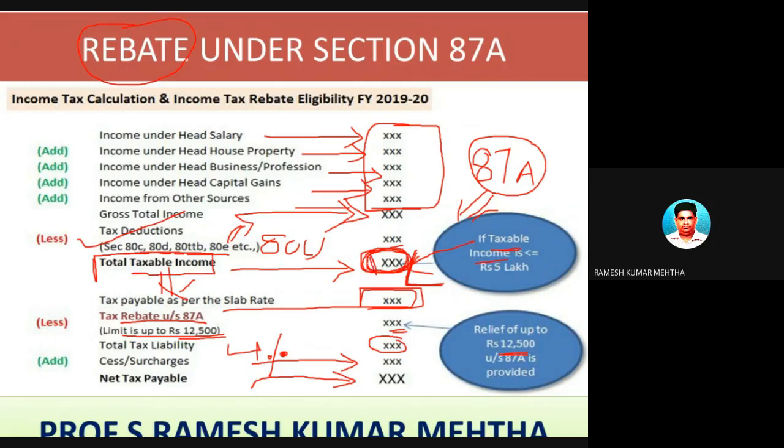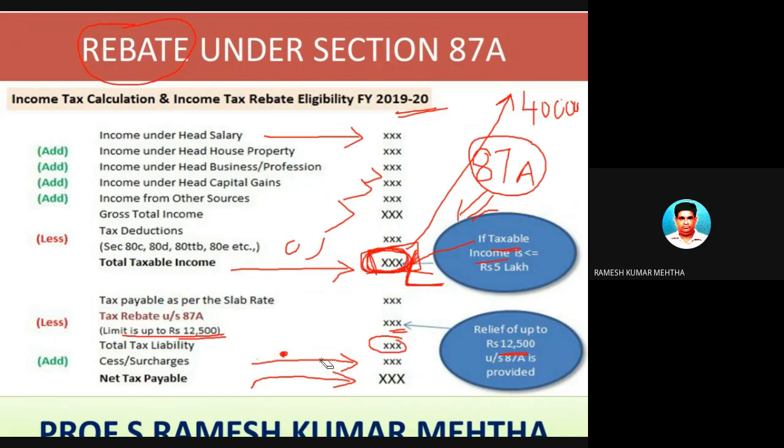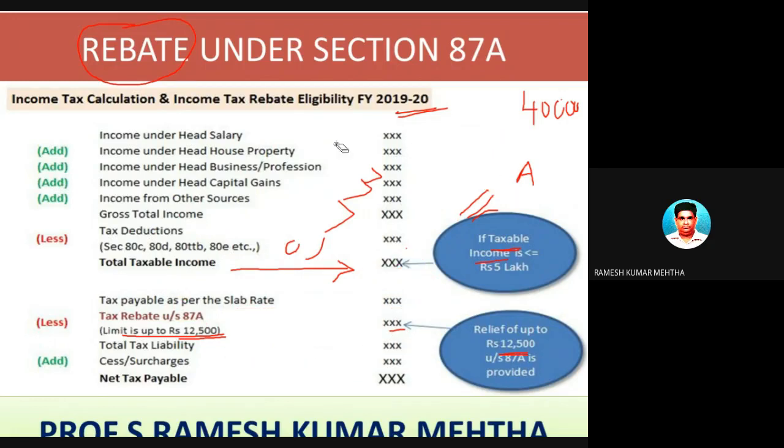If this total taxable income is less than 5 lakh rupees for the financial year 2019-20, then you are eligible to get a deduction of a maximum amount of 12,500 rupees. For example, in this case, if the total income is 4 lakh rupees, so this person is having a total income of less than 5 lakh rupees, and he is eligible for tax rebate under section 87A to the maximum ceiling of 12,500.